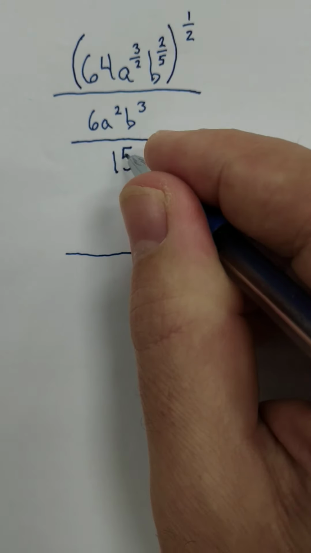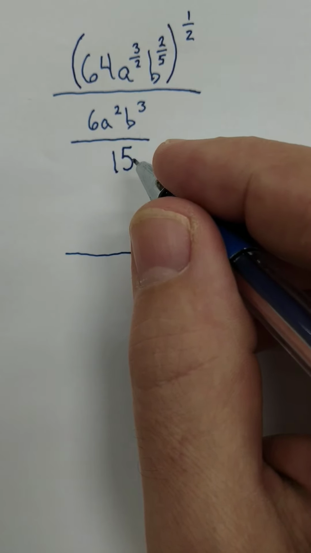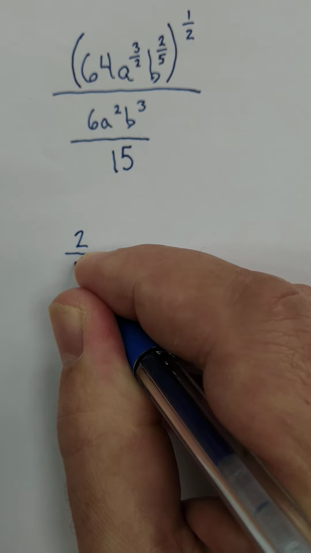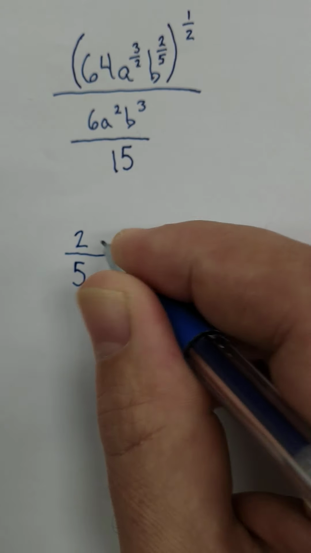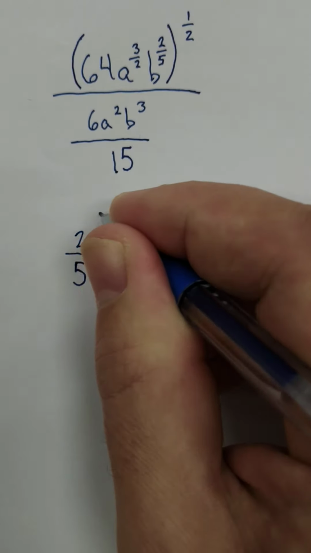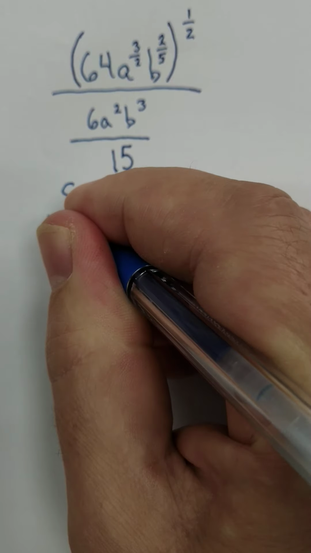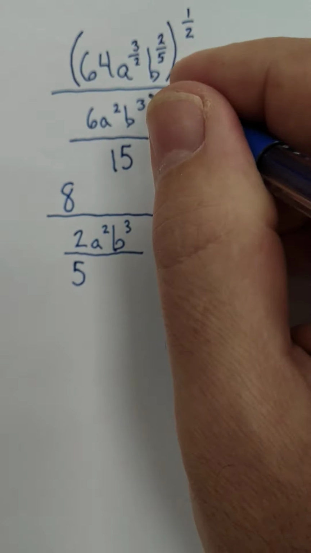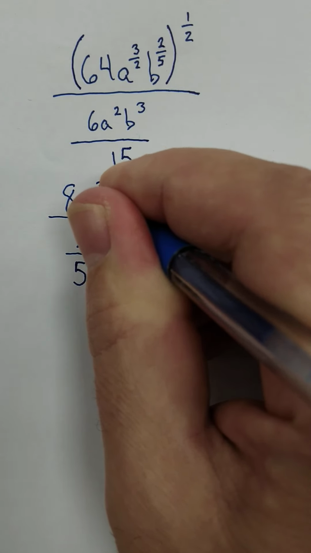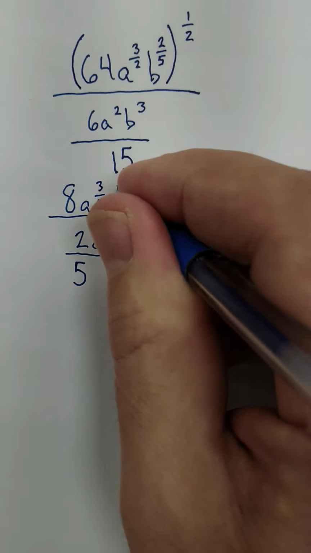I'm simplifying this, okay? So this is a fraction. So 6/15, that's equal to 2/5 a squared b to the 3rd. And then I'm going to use the power rule here. The square root of 64 is 8, and that's a to the 3/4. And that's b to the 2/10.